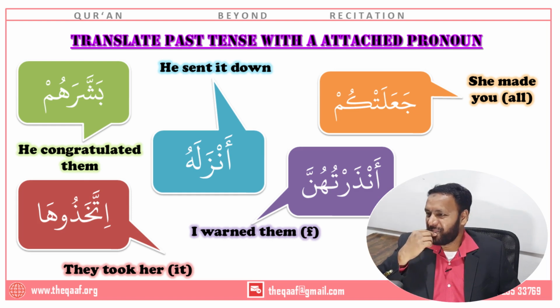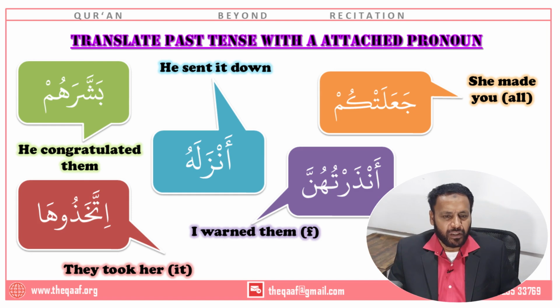What could be a good example? If we are talking about somebody took the book, the students took the book. The book is masculine, so we'll say ittakhazuhu. They took it. They took the book. So it depends whether the thing is masculine or feminine. Okay, sir. Thank you. But just remember that we don't have an it in Arabic. So we have to use the hu and ha only to represent them.